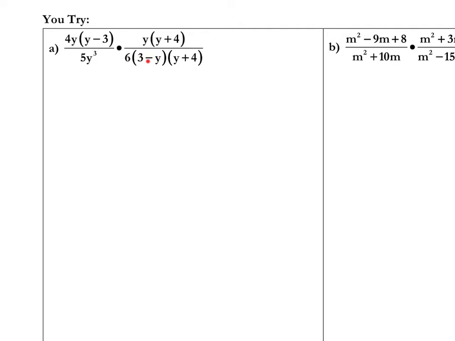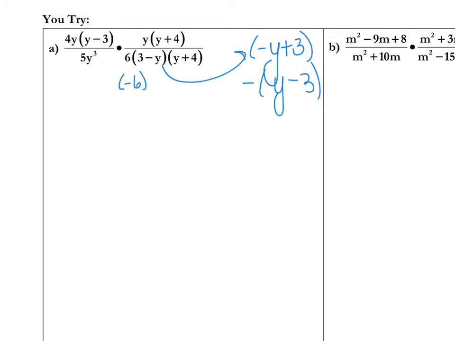If you notice this set of parentheses right here, that's not in descending order. So if I do some little work off to the side and put that in descending order, remember that the leading coefficient can never be negative. So I'm going to take a negative out and assign it to that negative 6. So I'm going to put negative 6 in parentheses, and then I have y minus 3, just to make sure that I keep all multiplication there.